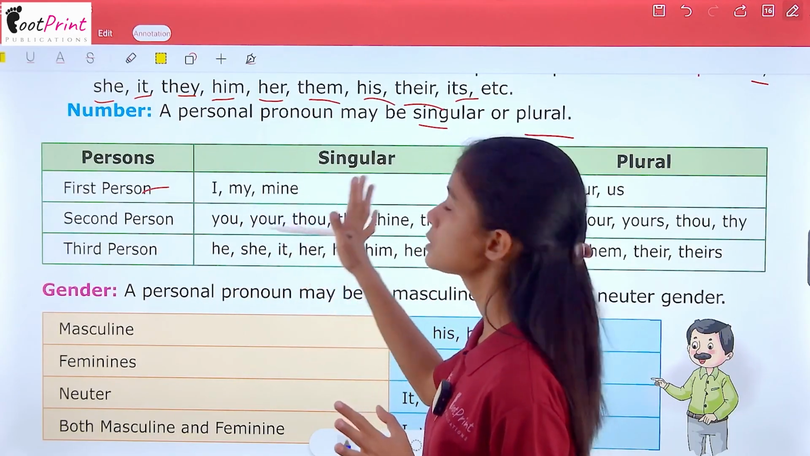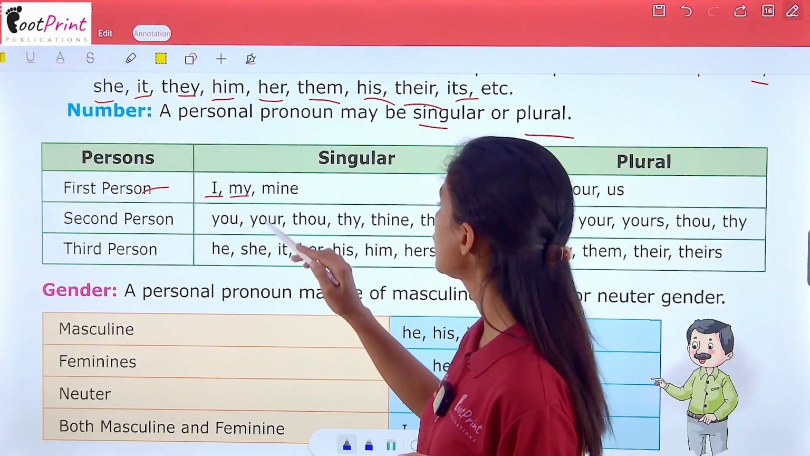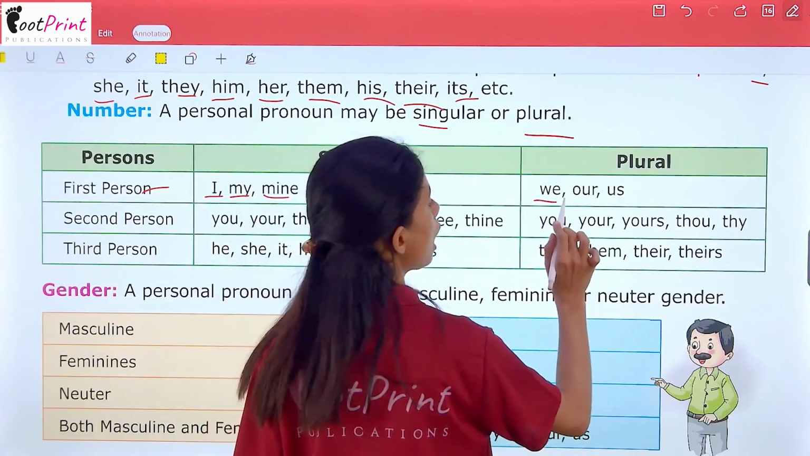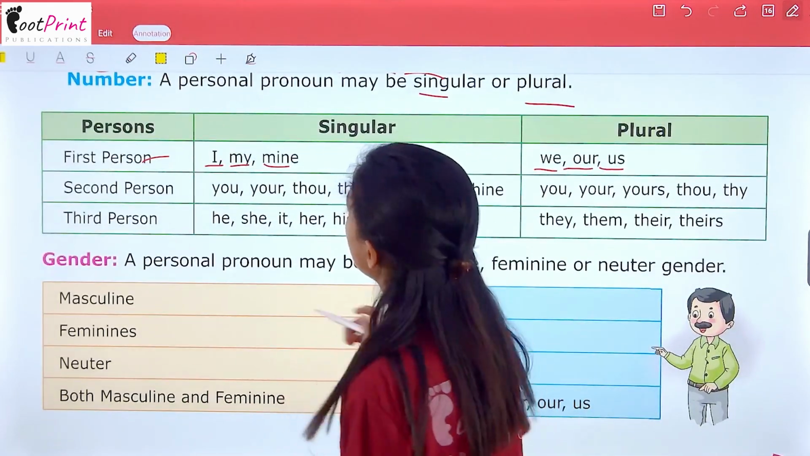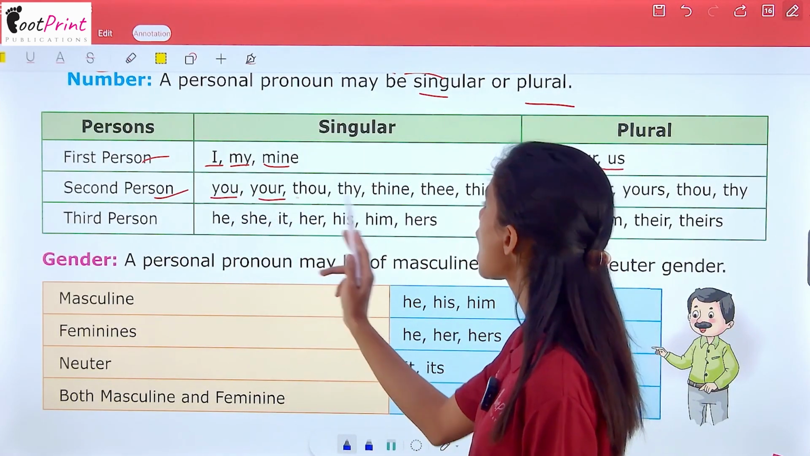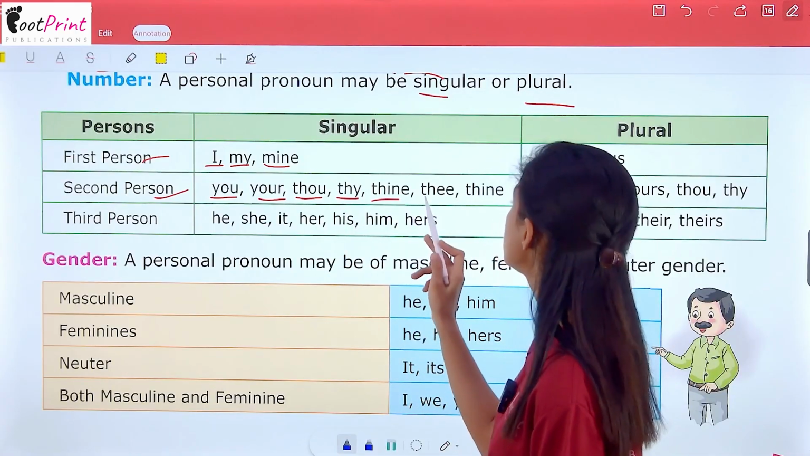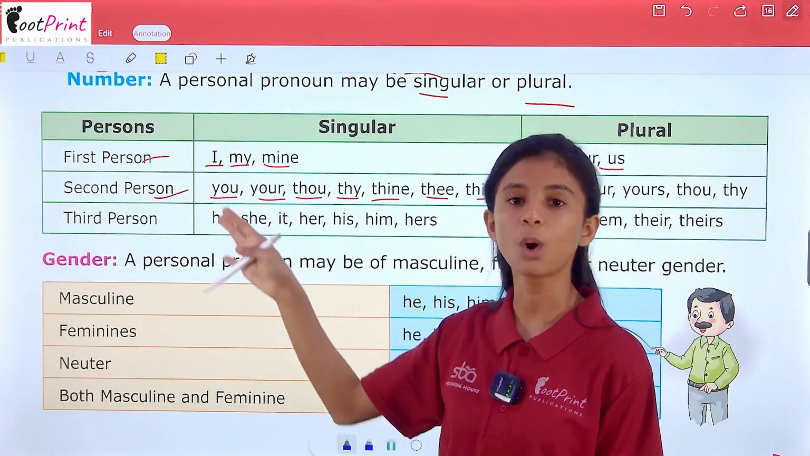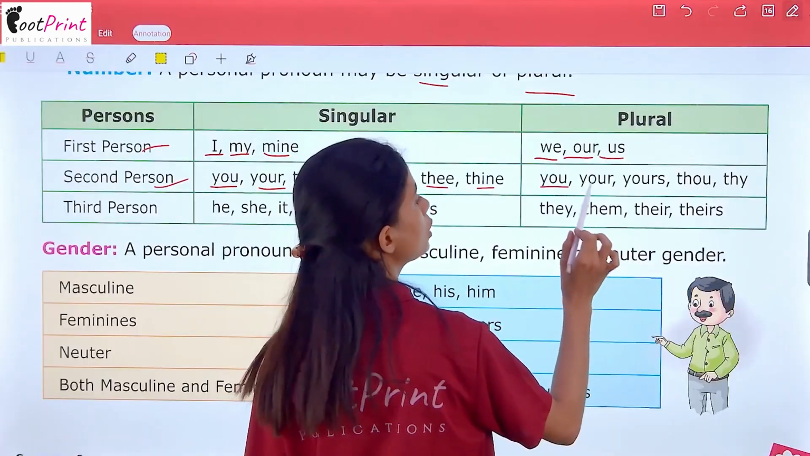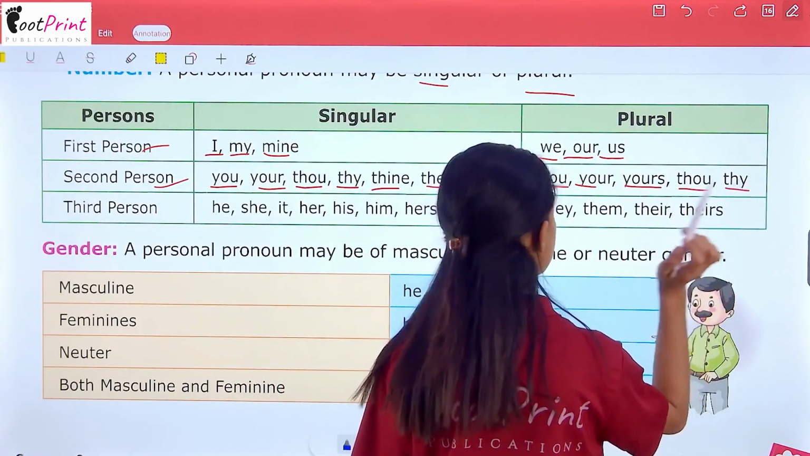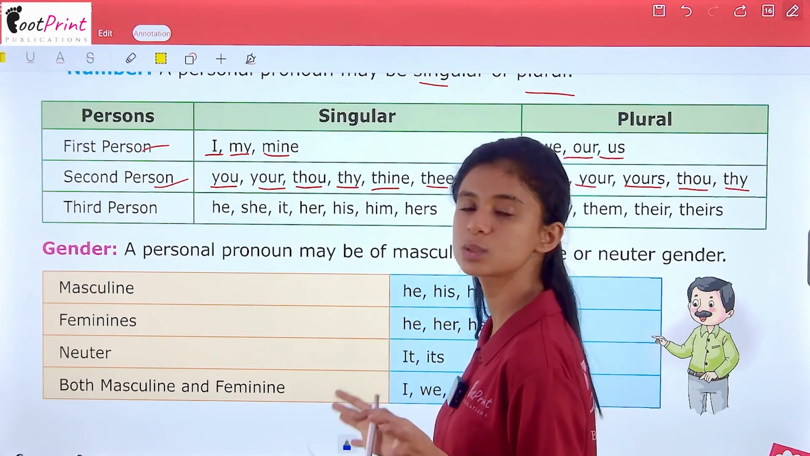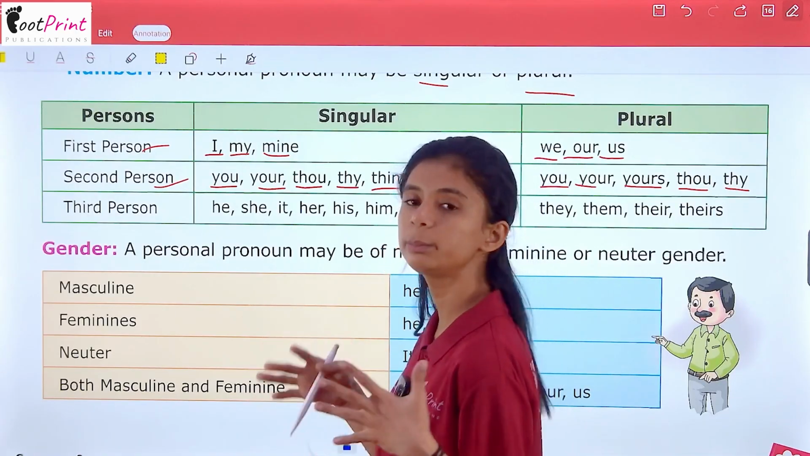First person, in singular, is I, my and mine, okay? And in plural our first person pronouns are we, our and us. Now, in the same way in the second person, the singular ones are you, your, thou, thy, thine, thee and thine, okay? So these are all the second person pronouns in singular form. In plural, we have again you, your, yours, thou, thy. Okay, so these are all the plural second person pronouns that are very much similar, and we can say completely the same.